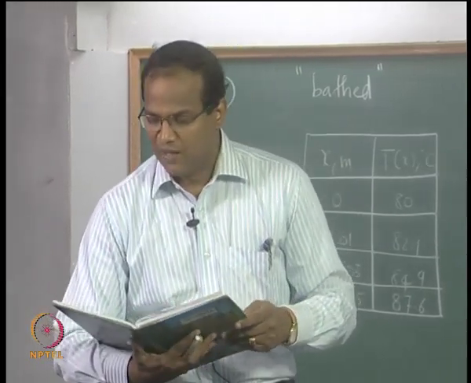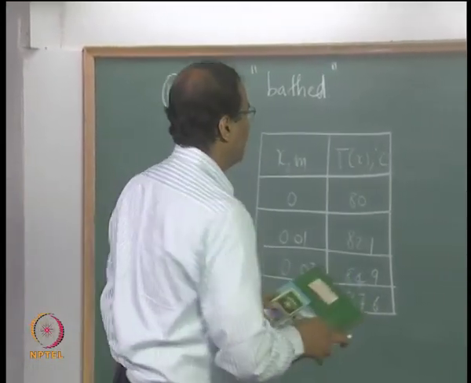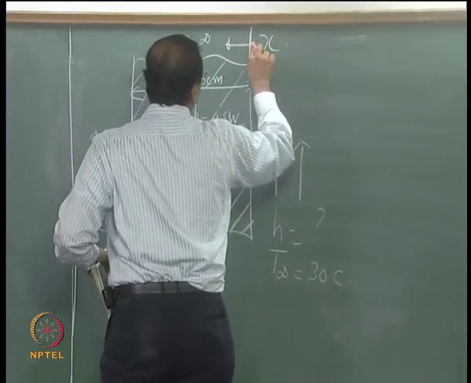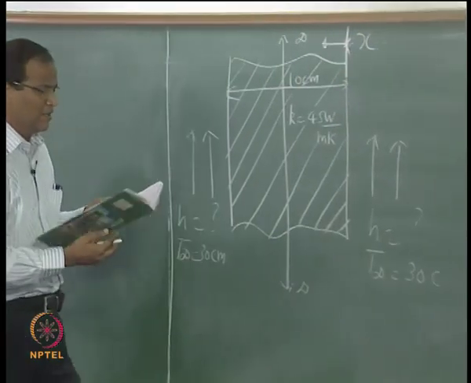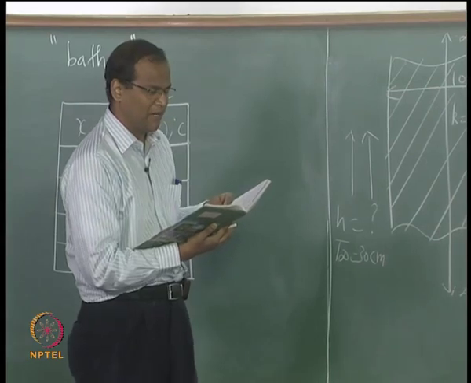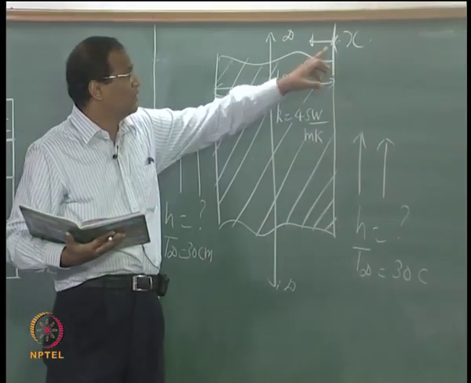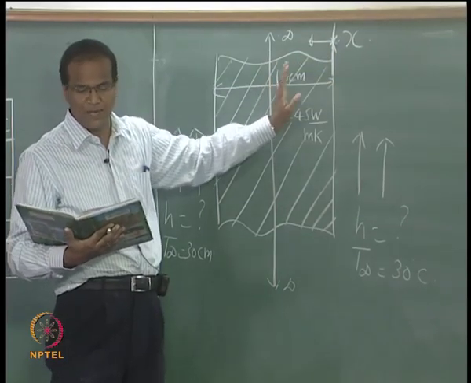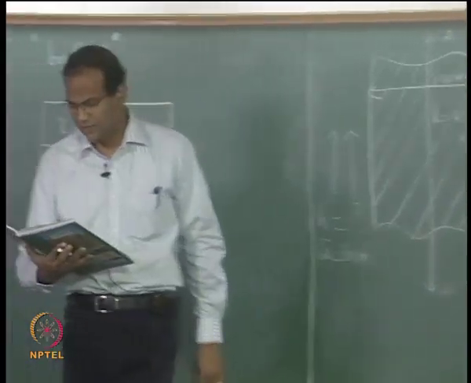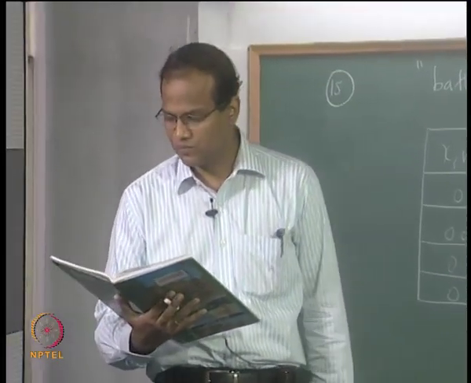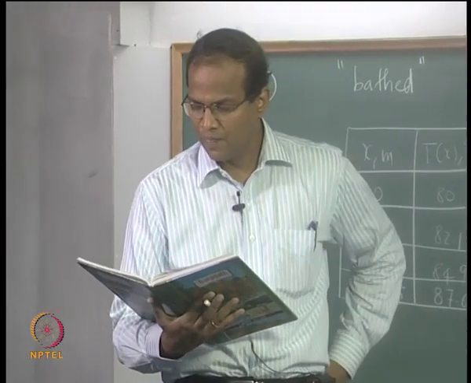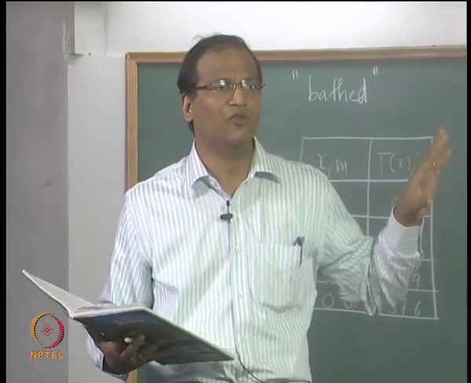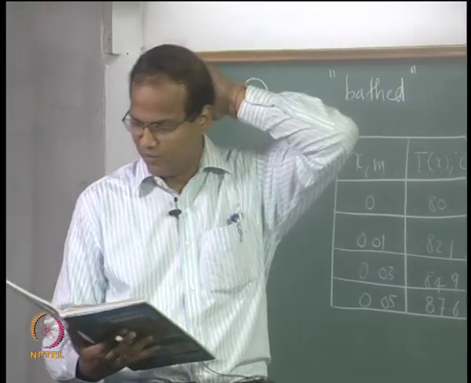The problem continues. The temperature distribution is symmetric about the midplane, and the origin is indicated in the figure. Okay, that the temperature distribution is symmetric is consequent upon the fact that there is uniform volumetric heat generation. Okay, we will come to that a little later.